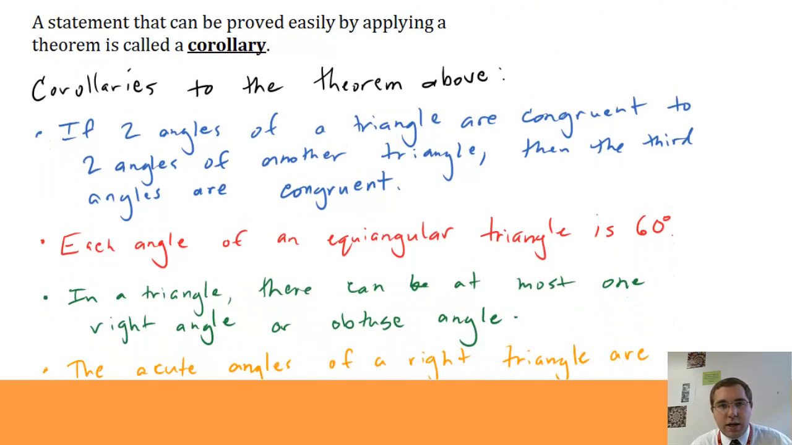We know what a postulate is. A postulate is a statement that we assume to be true without proof. We know what a theorem is. A theorem is a statement that we prove using postulates or definitions or previously proved theorems. A corollary is a special kind of theorem. A corollary is a statement that can be proven easily by directly applying a theorem. So it follows very, very easily and very quickly from a theorem that we've already proven.